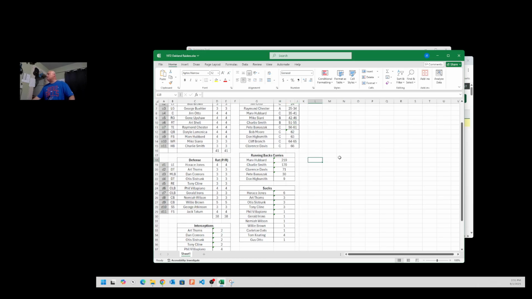So now we'll do the carries. We'll do the same thing. We'll go 219, 170, 71, 30, and 9. We'll sum them up. Equals the sum of these 5. We'll divide each individual one by its total. So M18 divided by M23. So Marv Hubbard is 44% of the carries, and so on.